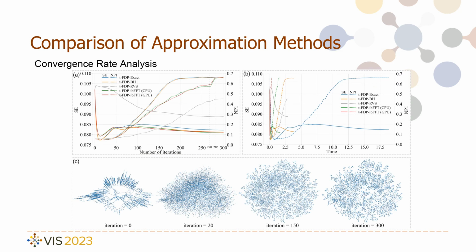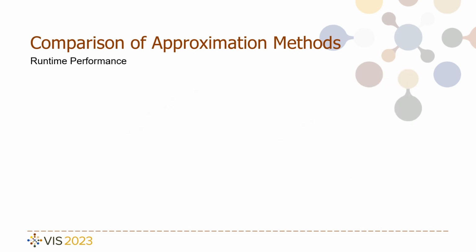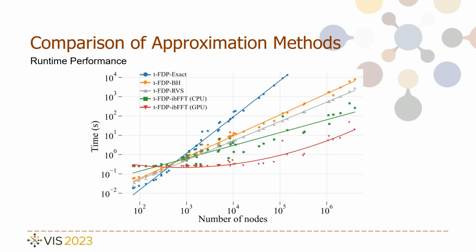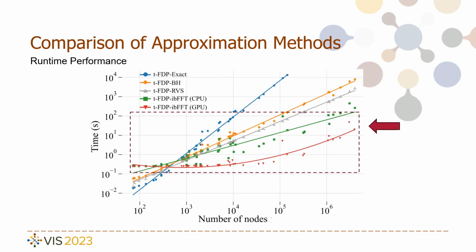For convergence rate, we also found that all methods show good convergence with increasing number of iterations, except TFDP by RVS. For runtime performance, we can say that TFDP by IBFFT using GPU is one order of magnitude faster than TFDP by IBFFT using CPU for large graphs, which is also one order of magnitude faster than the TFDP by Barnes-Hut. Overall, TFDP with IBFFT generates similar layouts as methods like TFDP by BH, while being much faster for large graphs.